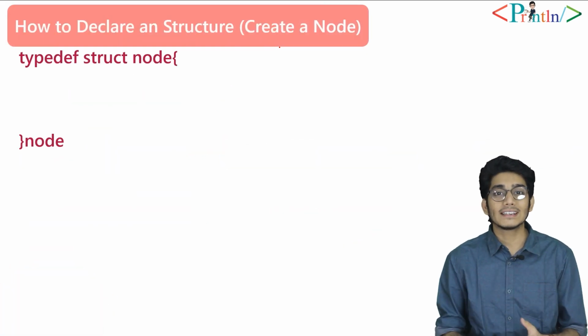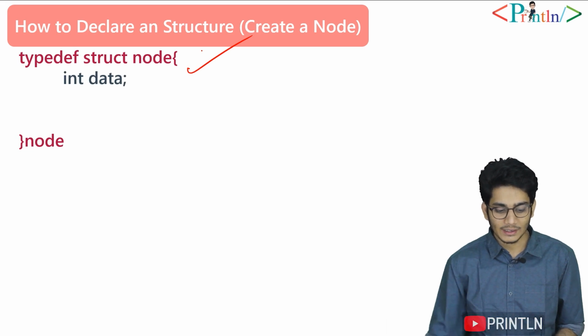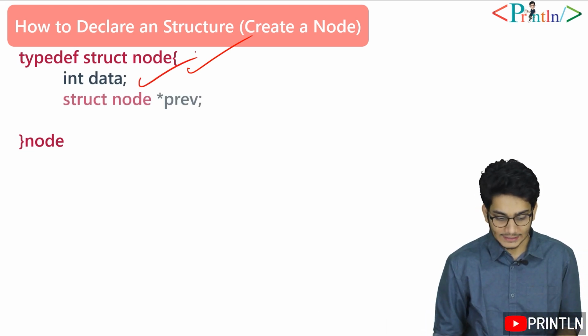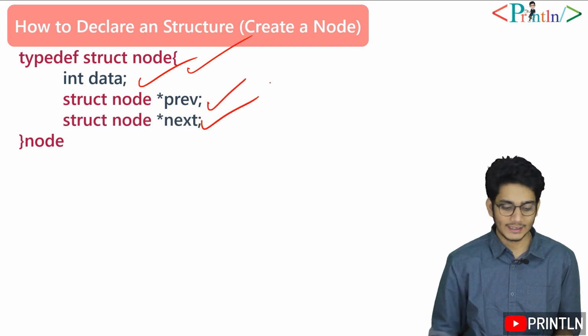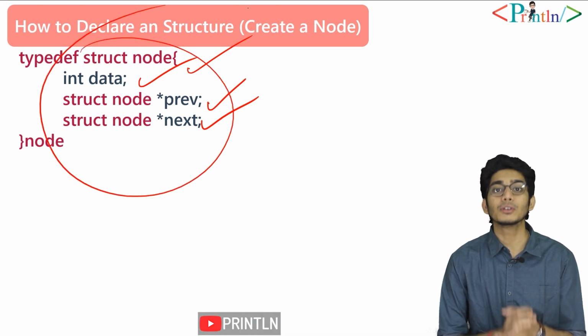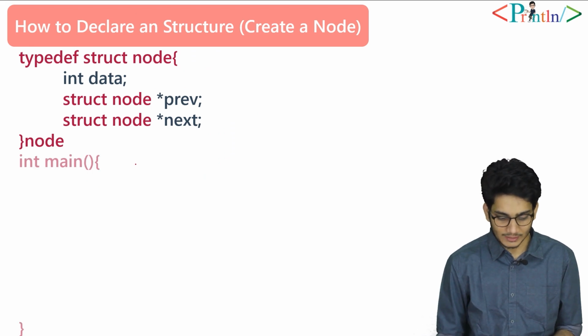For creating any node in a doubly linked list, at first we have to declare a structure. Within that we have a data part, and how many pointers do we have in a node? That is prev and another one is next. So we have two pointers. This is how we have to declare a structure for a doubly linked list.